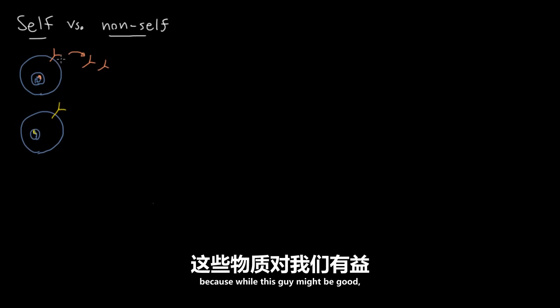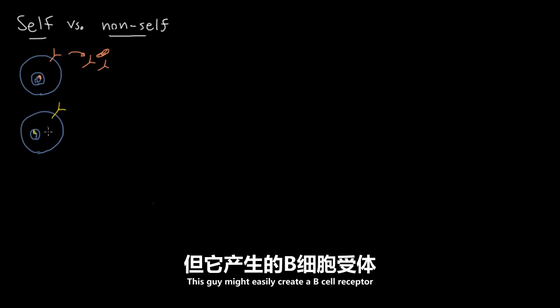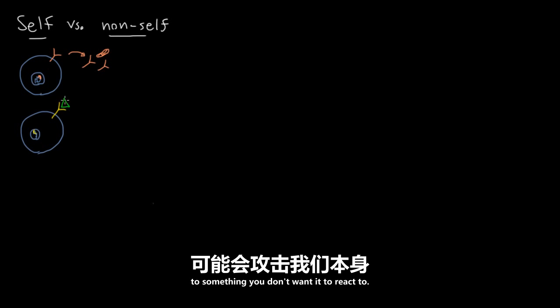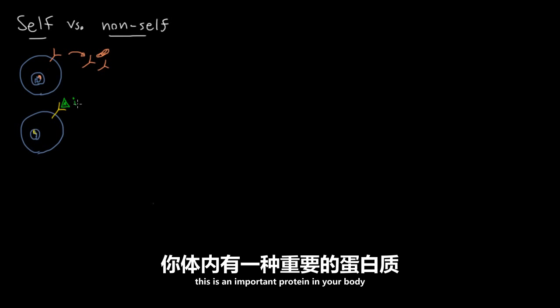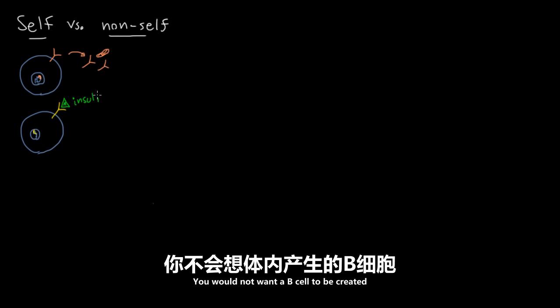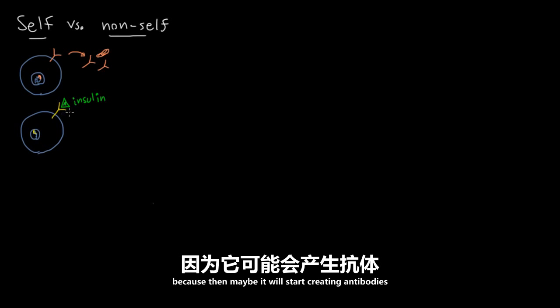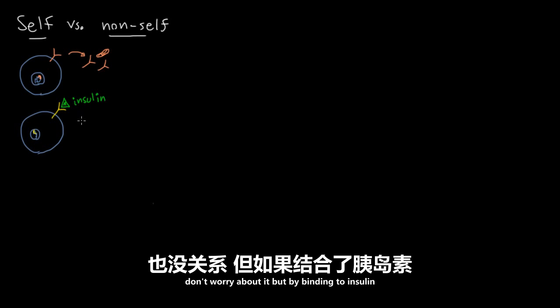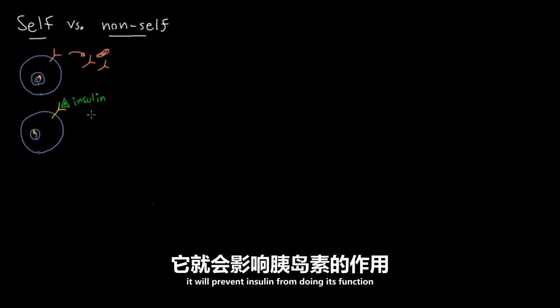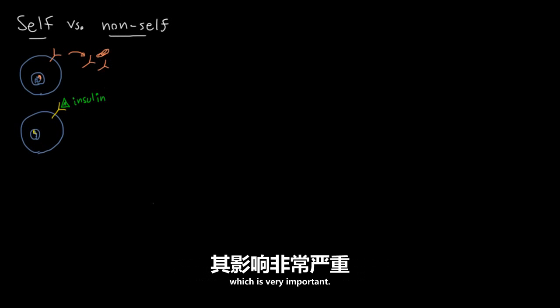Because while this guy might be good, while he might react to, let's say, a bacteria out here that you want to get rid of, this guy might easily create a B cell receptor and later an antibody that can react to something you don't want it to react to. So for example, let's say this is an important protein in your body, maybe it's insulin. You would not want a B cell to be created which will react to insulin, because then maybe it'll start creating antibodies that bind all the insulin in your blood. And if you don't know what insulin does, don't worry about it, but by binding to insulin, it'll prevent insulin from doing its function, which is very important.